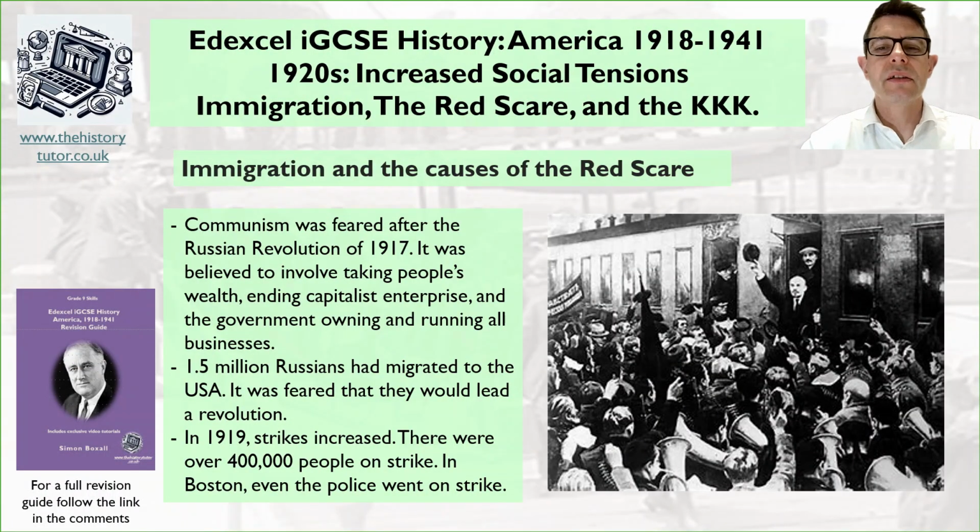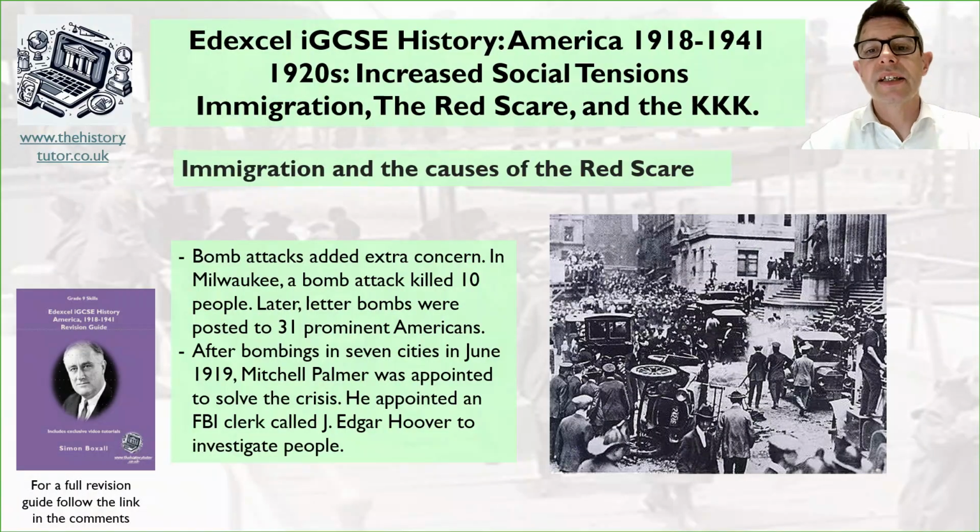What about immigration and the Red Scare? Communism was feared after the Russian Revolution in 1917. It believed in taking people's wealth, ending capitalist enterprise, and the government owning and running all businesses. 1.5 million Russians had migrated to the USA. It was feared that they would lead a revolution as strikes increased in 1919. There were over 400,000 people on strike, for instance, at that time. Bomb attacks added extra concern.